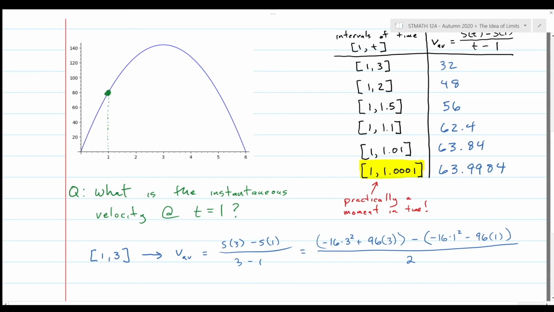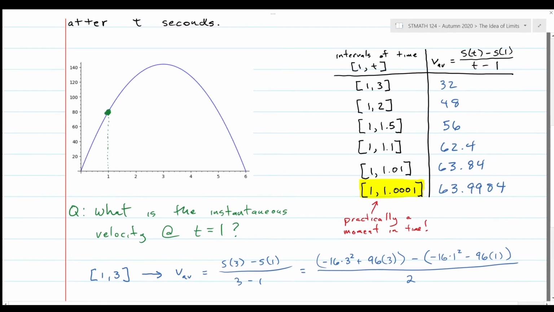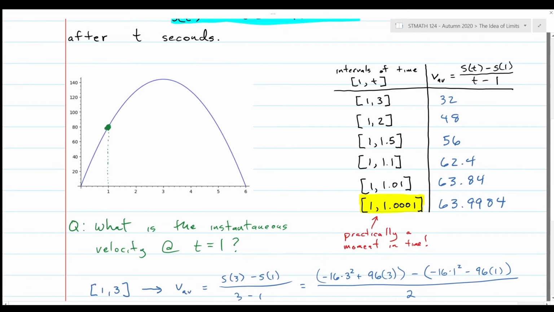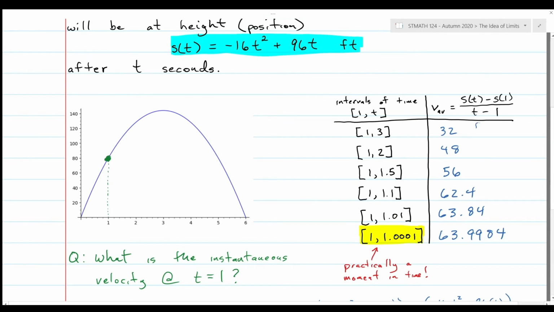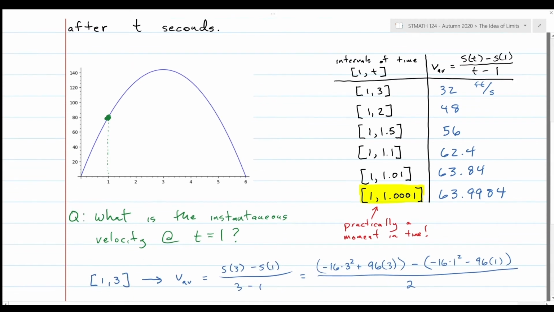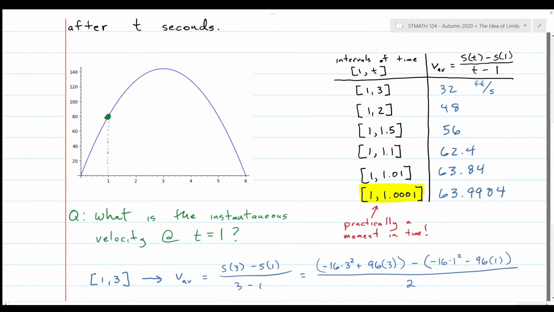Now what is this telling us? Well, we've got a bunch of average velocities there. The average velocity over the interval from 1 to 3 came out to 32. Of course, the position function was measured in feet, so that's the numerator, and the time was measured in seconds. So our units on each of these would be feet per second. The second interval, 1 to 2, was 48 feet per second, and so on.